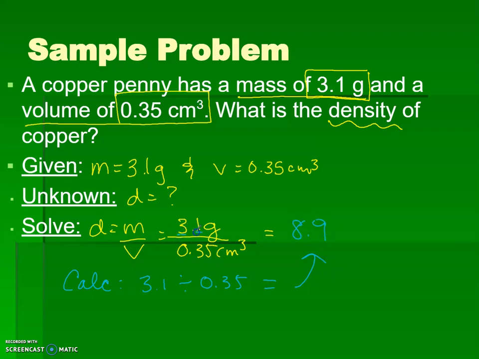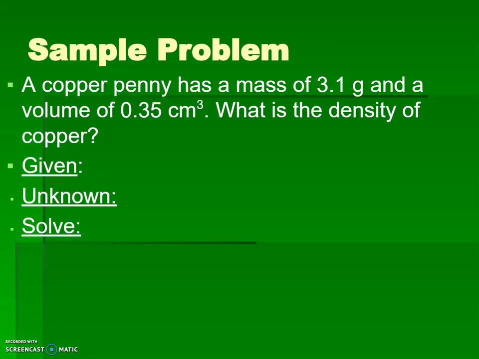8.9. This has two sig figs, this has two sig figs. My answer should have two sig figs. What are my units going to be? Well, grams divided by cubic centimeter. Nothing canceled out, so that is your answer, and it stays just as is.